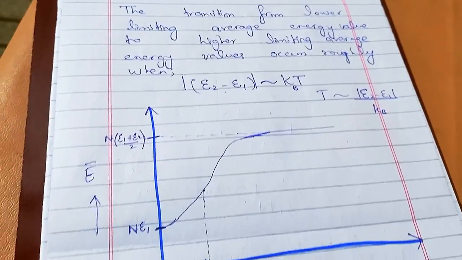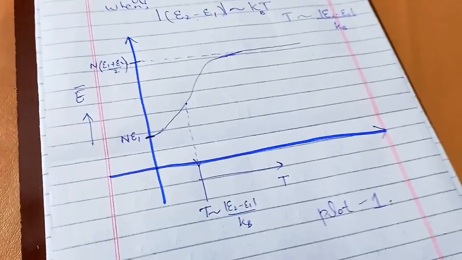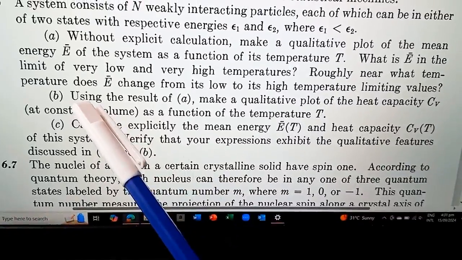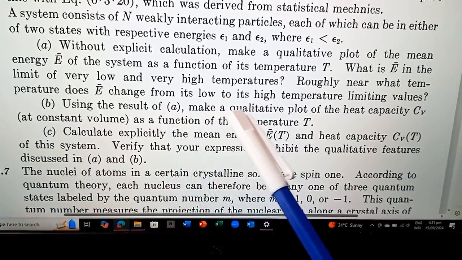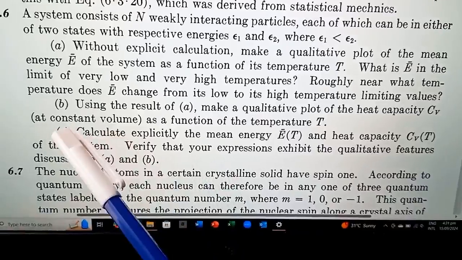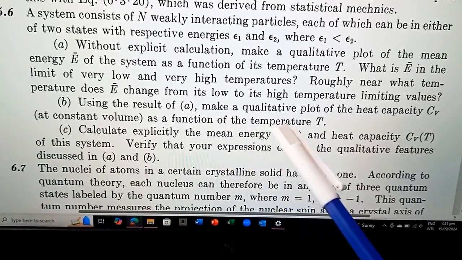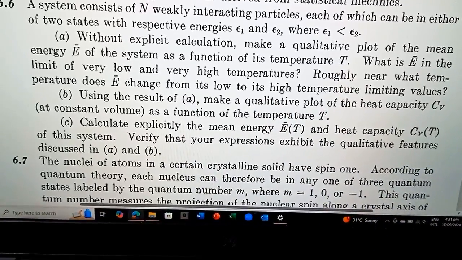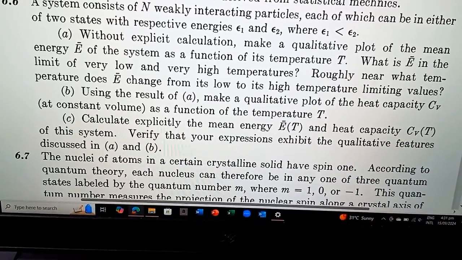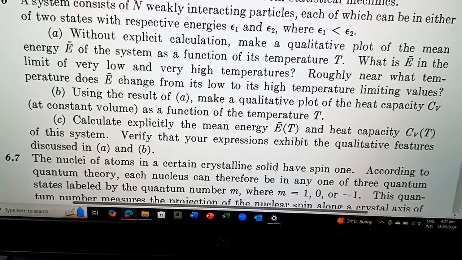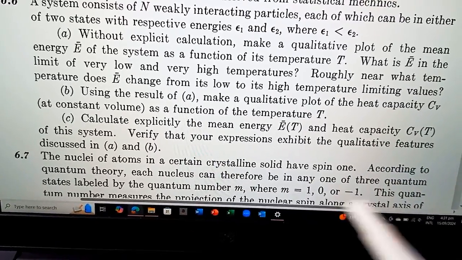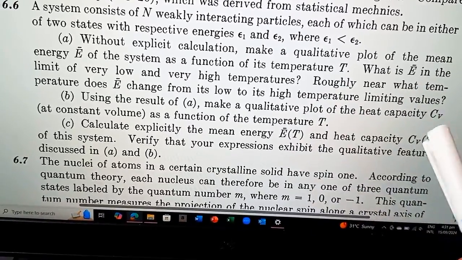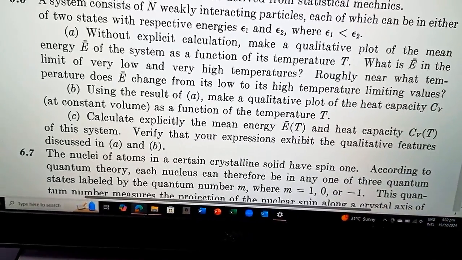Now let's see what is needed in part B of this problem, because it's related to part A. Here's the part B. Using the results of part A, make a qualitative plot of the heat capacity at constant volume as a function of the temperature. Okay, so we have to draw the qualitative plot. Qualitative plots means they should show what the behavior would be. It doesn't need to be accurate. There could be some errors, but that's not needed. We have to draw the main crux of what the graph would look like. So we need to do it for the heat capacity. This is the part B.